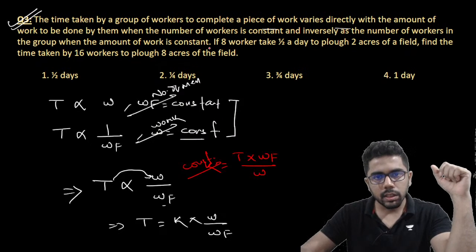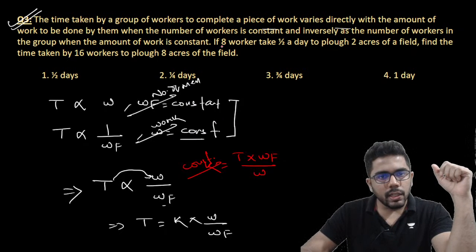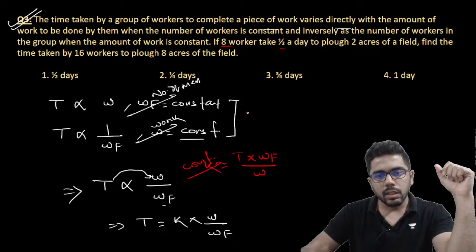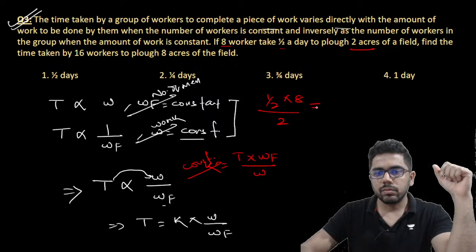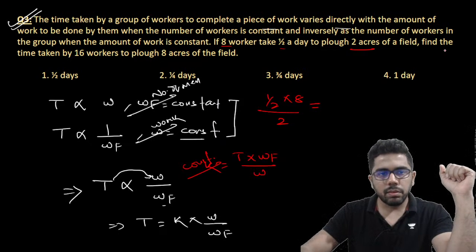Now let us see what is given. If 8 workers take half a day, time is half a day, number of workers is 8 and the work is to plow 2 acres of land. So this is equal to K. Then find the time taken.